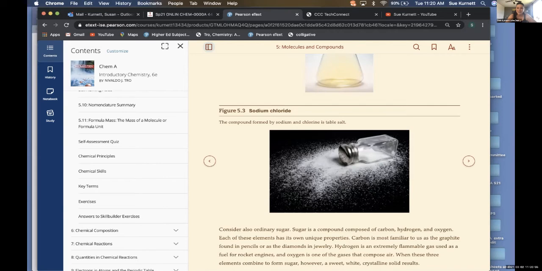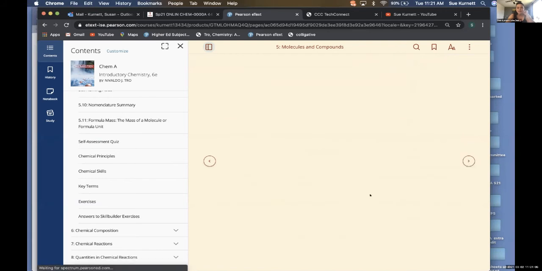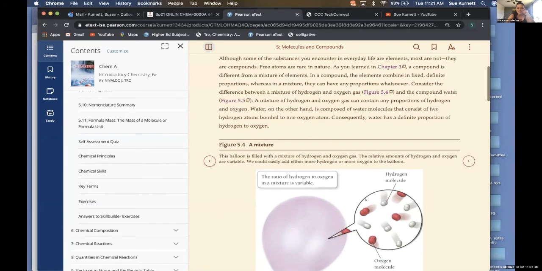Sodium chloride is an ionic compound because it has sodium, which is a metal, and chlorine, which is a nonmetal, that have gained or lost electrons, and they combine together. Okay, so there's the first page. And then I'm really just looking at the pictures here.